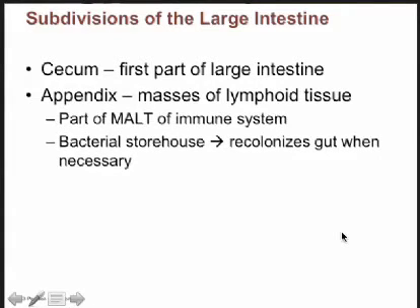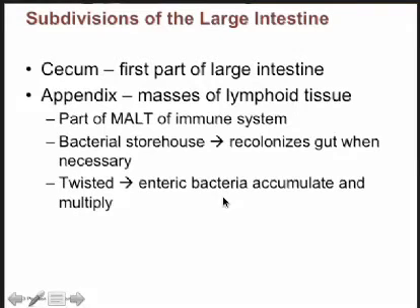It is a bacterial storehouse. It can recolonize the gut when necessary. Occasionally, for instance as a result of some sort of medical intervention, you may be treated with a broad-spectrum antibiotic, which may deplete your gut bacteria. This could wipe out a lot of the E. coli in your large intestine, but because we have these reserve bacterial cells in the appendix, we have the potential to recolonize the gut.